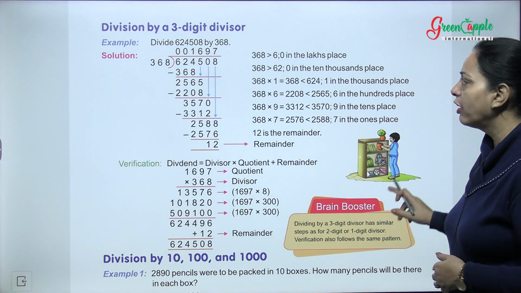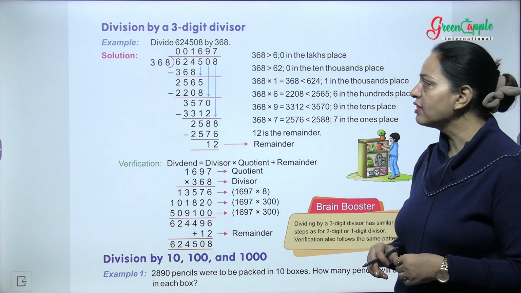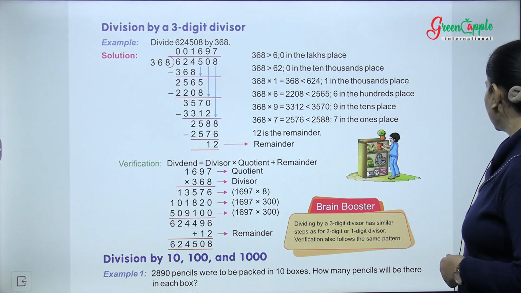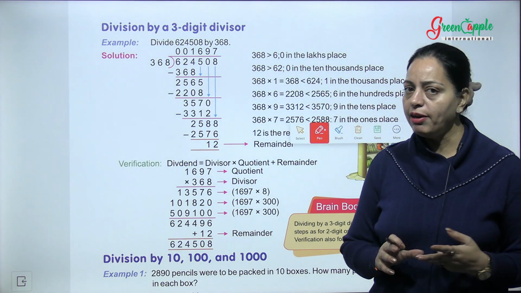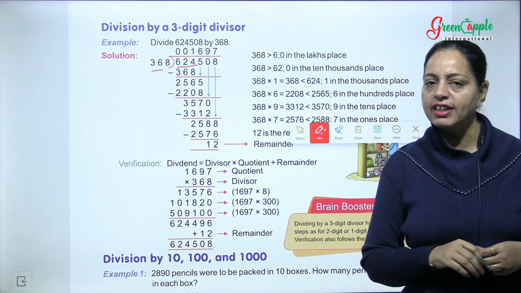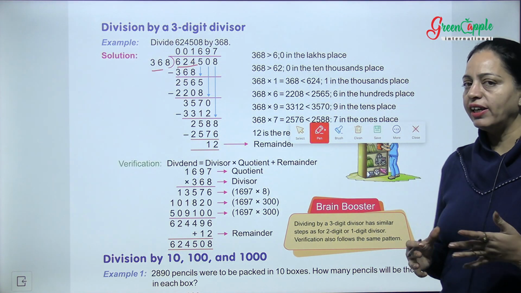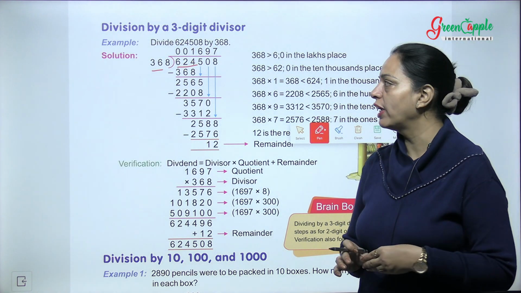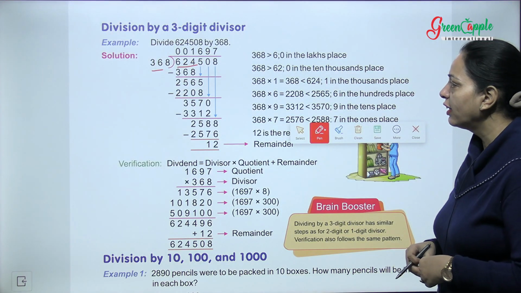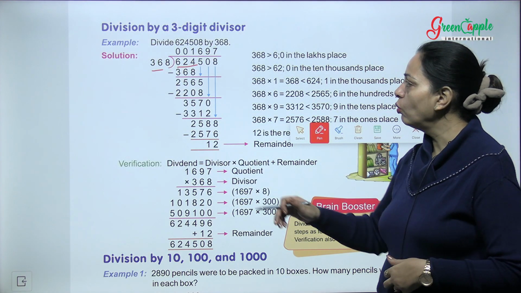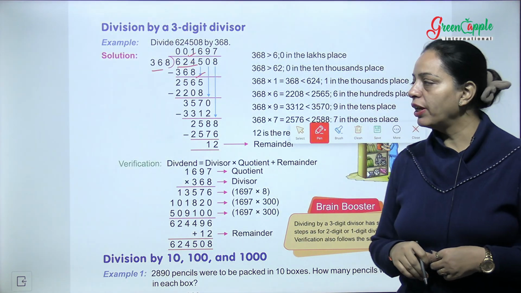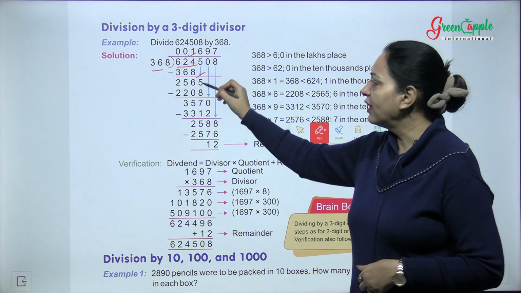Now division by a 3-digit divisor. See the example, divide this number by 368. Because 368 is a 3-digit number, we have to take 3 digits first. 624. This is greater than 368, so we can divide it. So now recall the table of 368. So now what do you do? 368 ones are. Okay, then we will subtract. Then take the next digit.